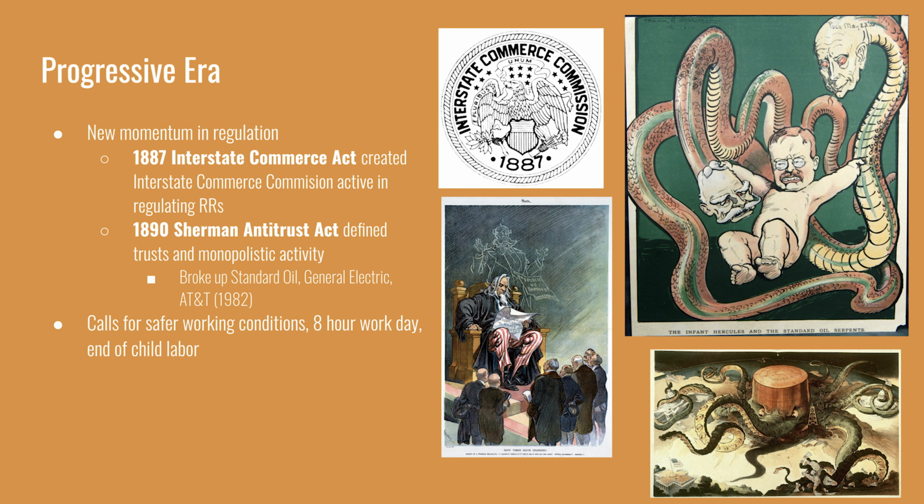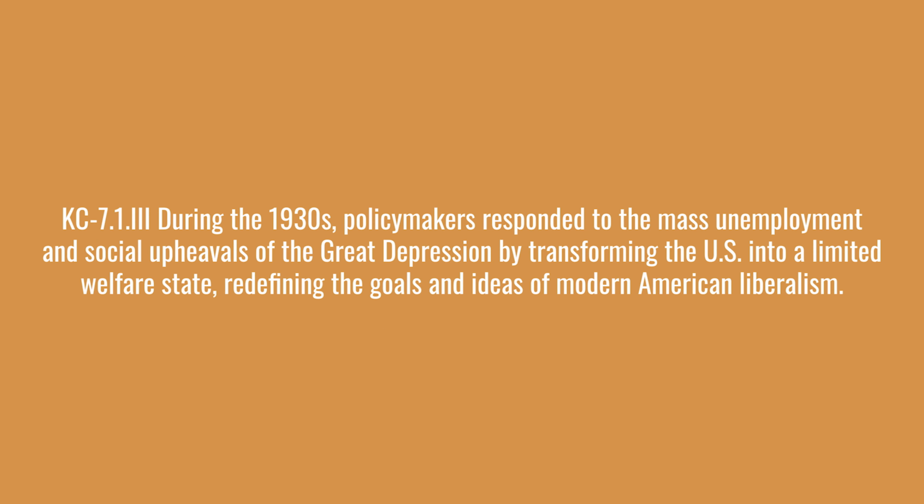Progressives and unions shared common goals as both call for safer working conditions, the 8-hour workday, and an end to child labor. The next key concept jumps straight into the Great Depression and the response to it. During the 1930s, policymakers responded to the mass unemployment and social upheavals of the Great Depression by transforming the U.S. into a limited welfare state, redefining the goals and ideas of modern American liberalism.